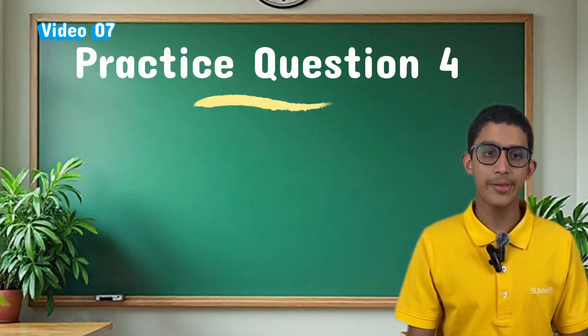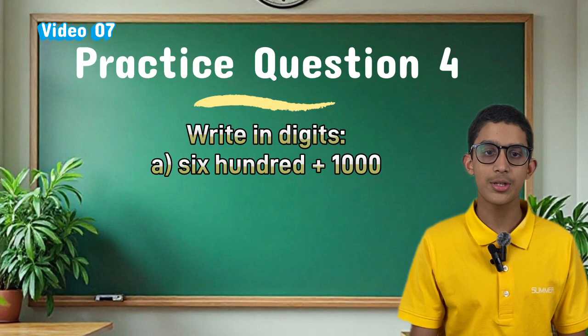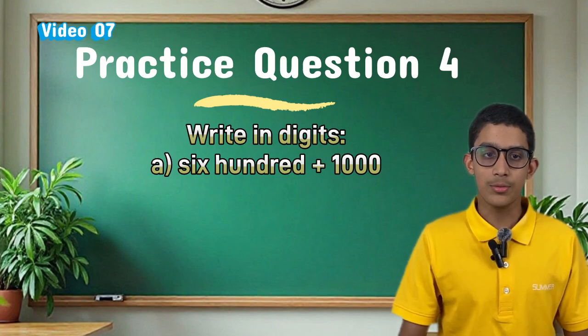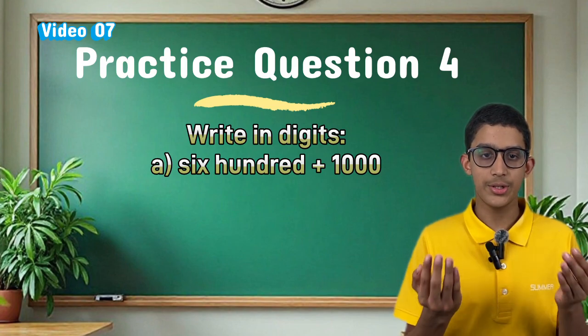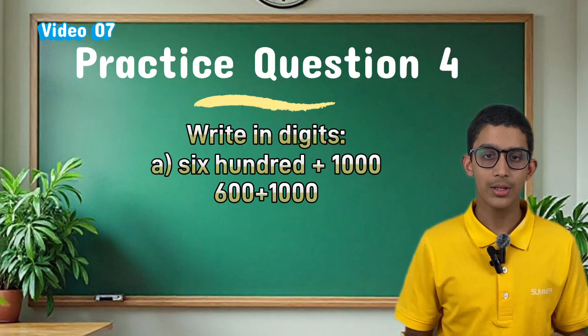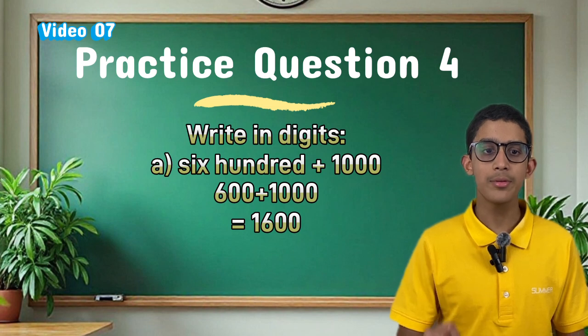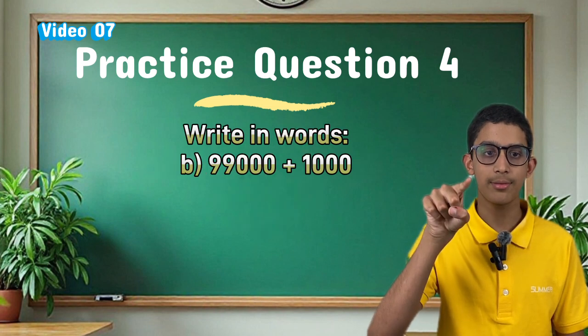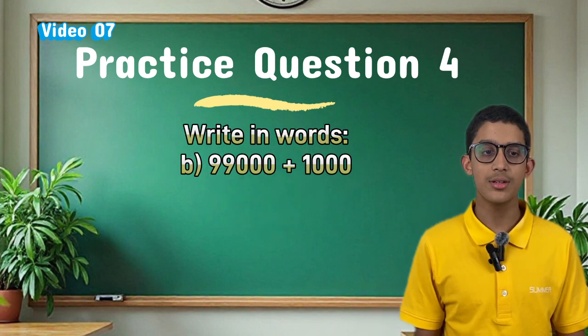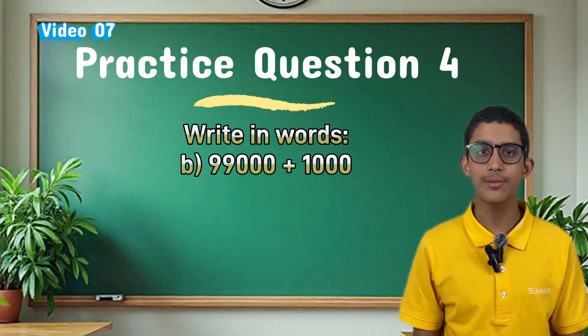Practice question 4. Write in digits. A. 600 plus 1000. First, we convert all to digits, then add them all. So 600 plus 1000 is 1600. This one is for you. Write in words. 99,000 plus 1,000.